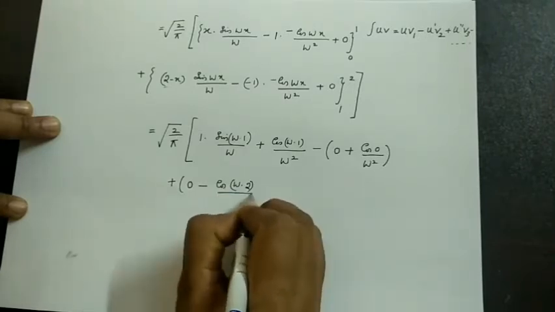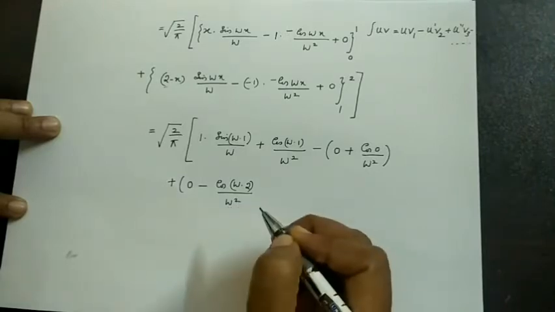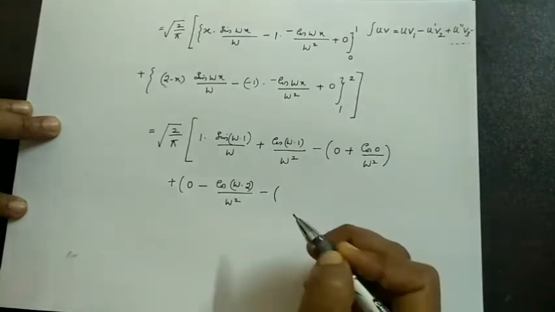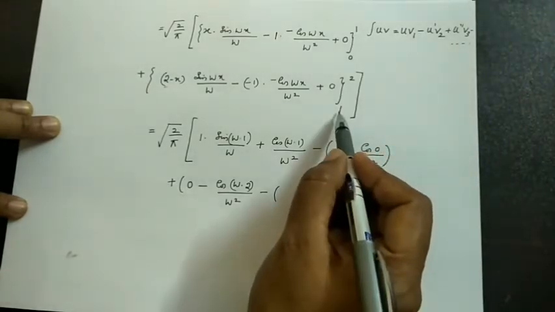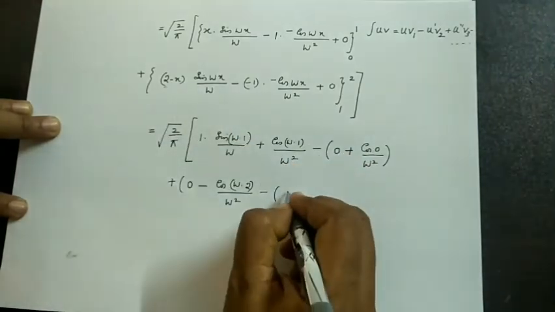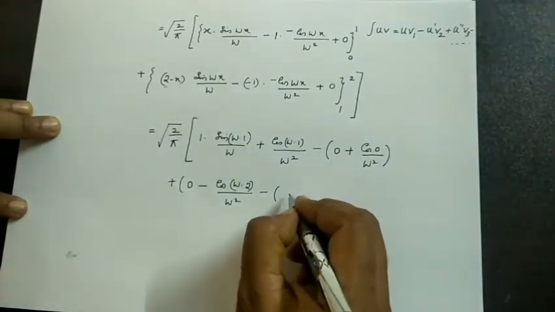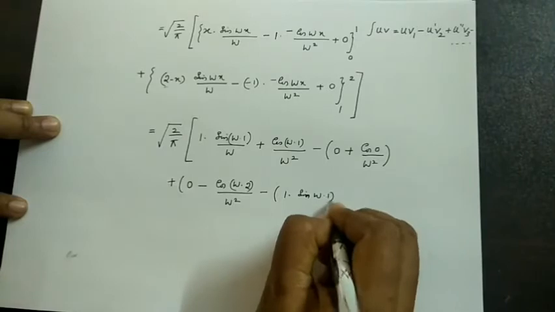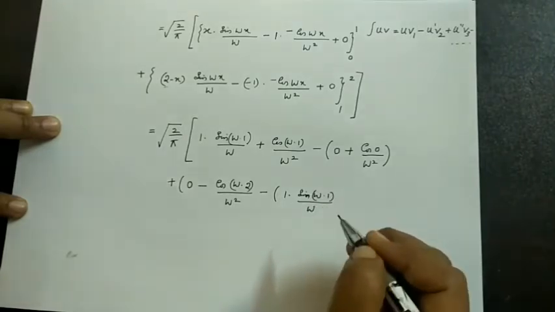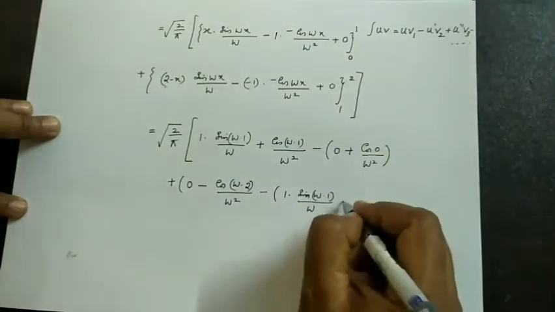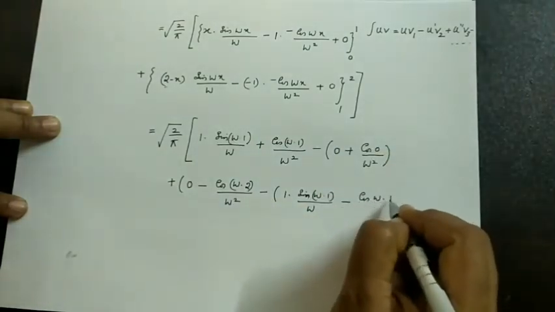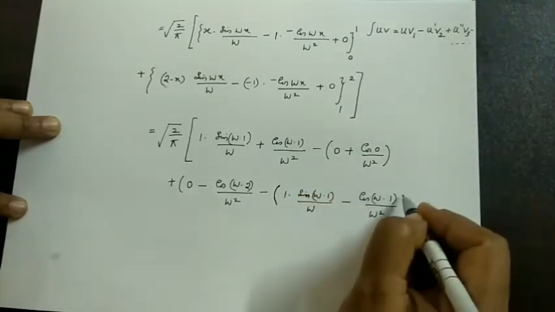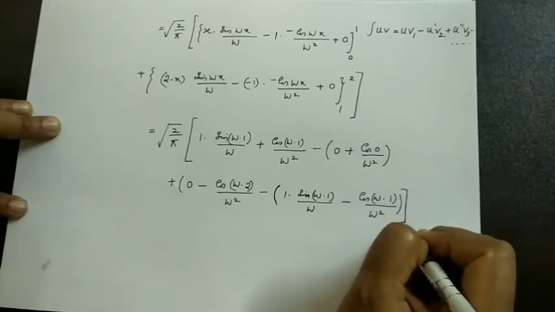Divided by omega square. Now the lower limit, before applying the lower limit we will put a minus sign, then a bracket. That is, applying the lower limit to x, that is 2 minus 1 is 1, sin omega into 1 divided by omega, then plus minus cos omega into 1 by omega square. Utmost care must be taken while doing these types of problems.